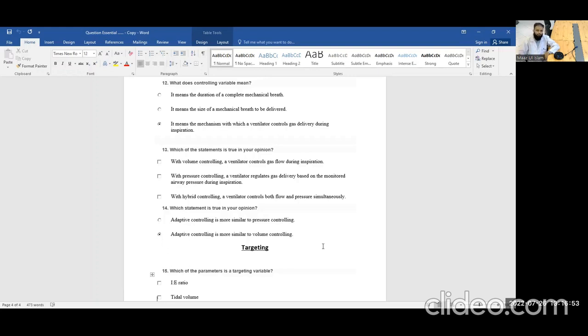Question number 14. Adaptive controlling is more similar to pressure controlling, or adaptive controlling is more similar to volume controlling. So the answer is number 1, adaptive controlling is more similar to pressure controlling.